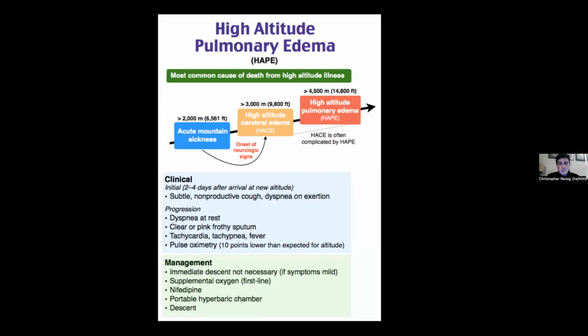The definitive treatment is descent. Hyperbarics can be used too. There's maybe some role for nifedipine or calcium channel blockers or PDEs, like the phosphodiesterase inhibitors. Those are all kind of down the line. At the end of the day, oxygen is your first line, and then definitive is descent, safe descent when possible.